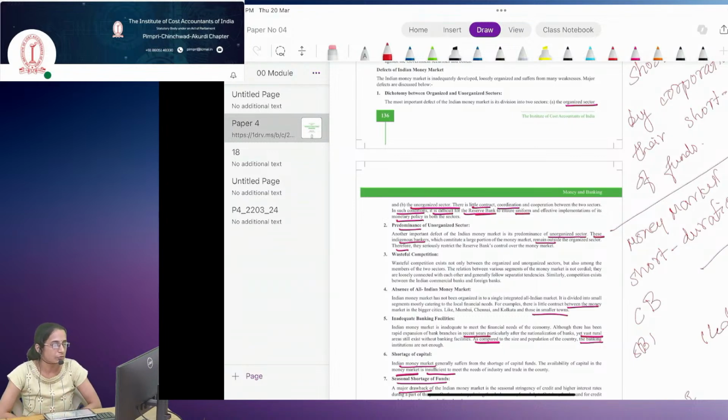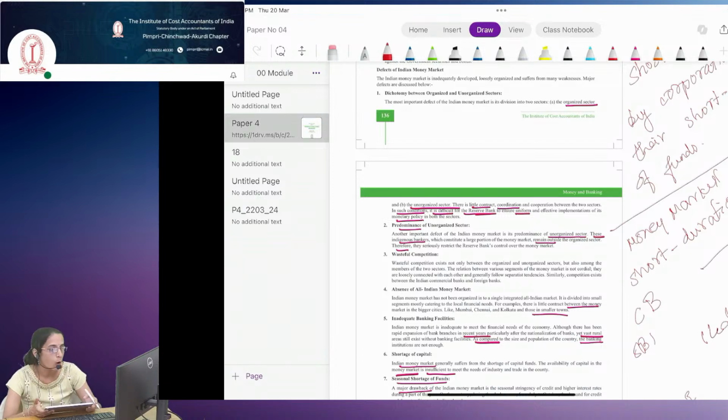So another problem is what? There is a competition in the money market between the organized and unorganized sector. Again, not just between the organized and unorganized sector, but also among the members in these sectors. They don't consider themselves as friends. They are not helping each other or connecting with each other in a way which will help to grow the money market. Instead, they think they are competitors of one another. So there is no proper growth of the money market.